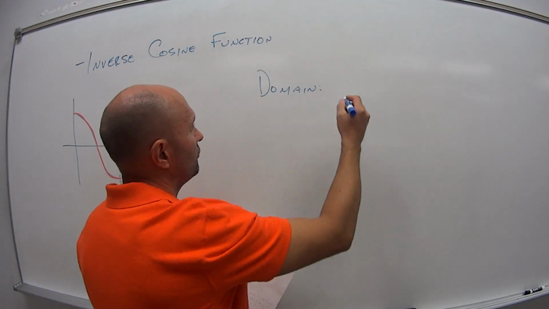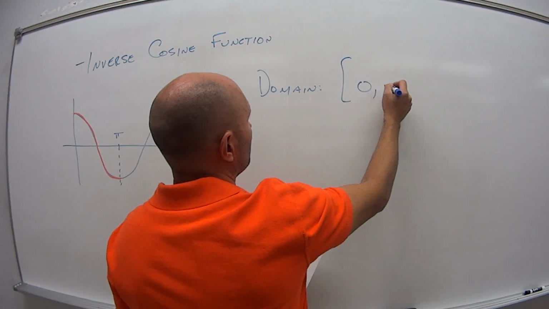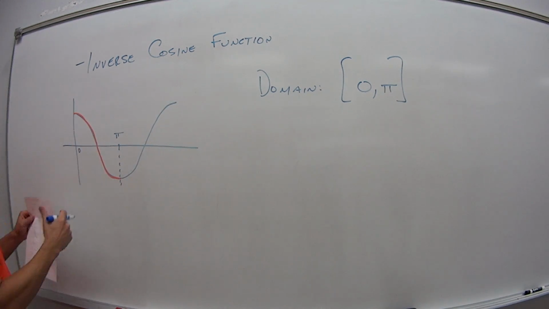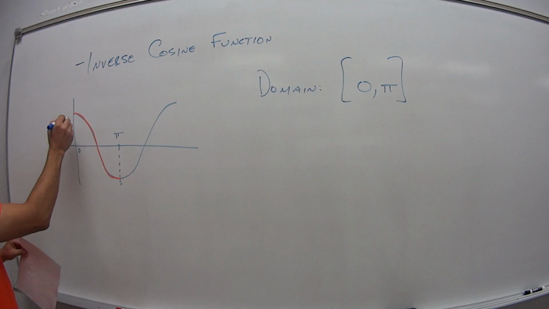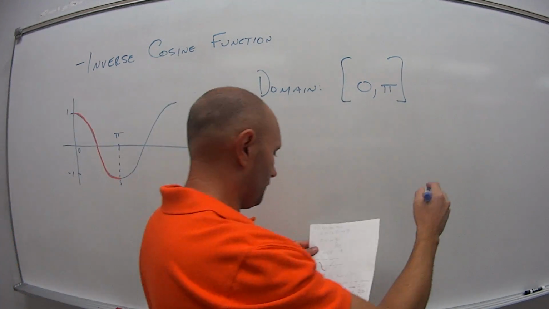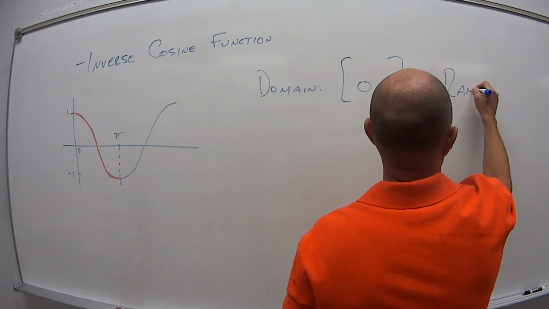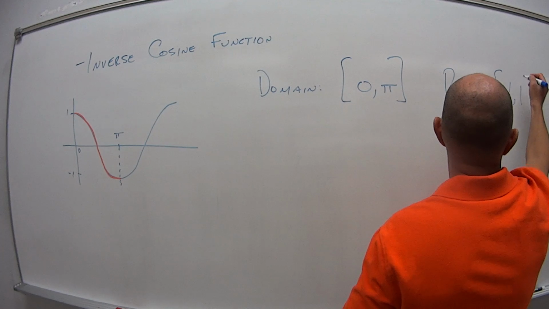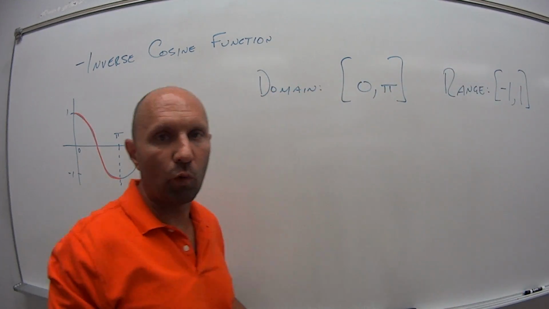And it ended up being the right half of the circle. For this one, if our domain goes from 0 to pi, so from 0 down to pi, then our range is what? Well, it's 1 to negative 1. Negative 1 to 1.